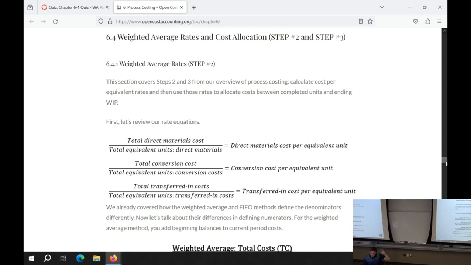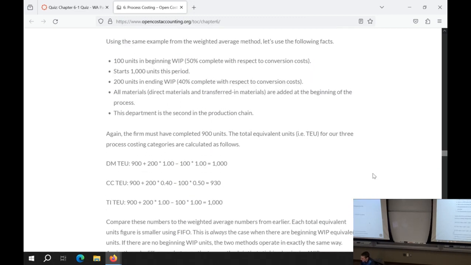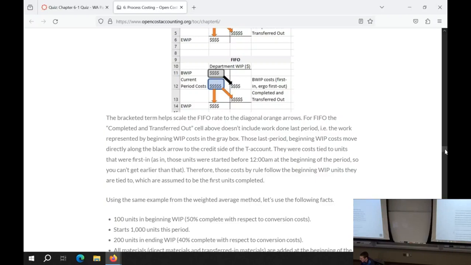Notice, I erased it. If we're not the first department, some questions will have you interpret this. If we're department 1, we don't have any transferred in costs. There's no prior department. We start the process. Later departments have transferred in costs. And not every question is going to be about that. I just have a few in there to keep you honest, if you will.